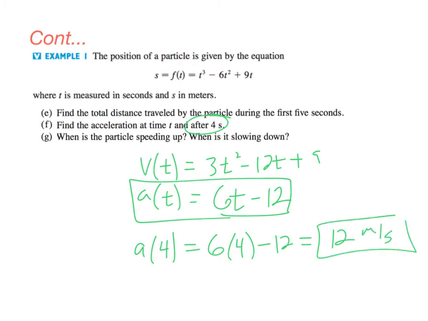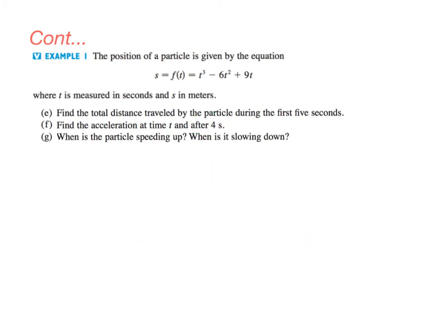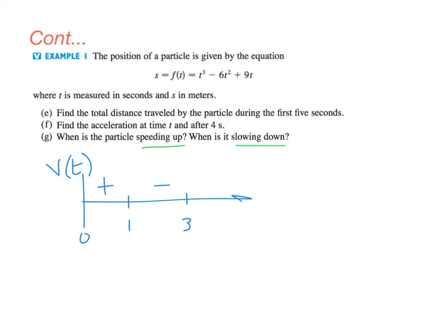And the last part, G, says when is the particle speeding up, slowing down? We're going to answer this one by doing a double sign chart of both the velocity and acceleration. For any time it's asking speeding up, slowing down, we use our velocity sign chart from before. So remember, we always start at 0 because time is positive. We had two values there, plus, minus, plus. That was our velocity sign chart.